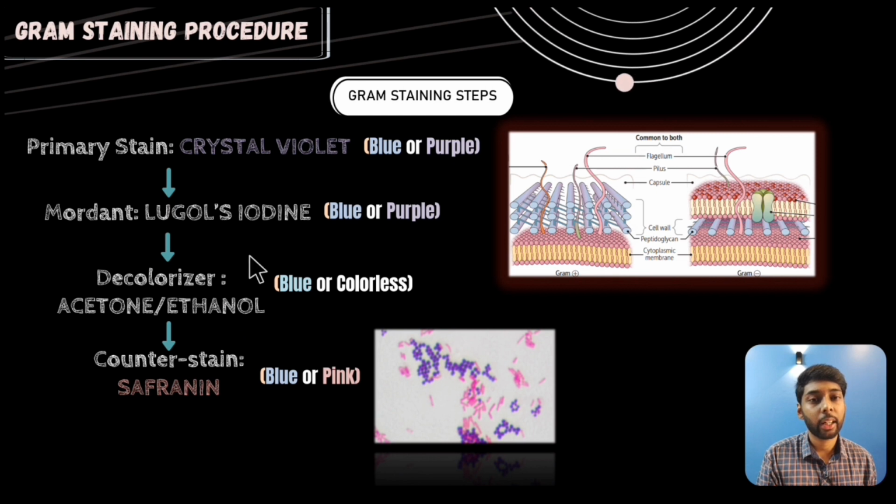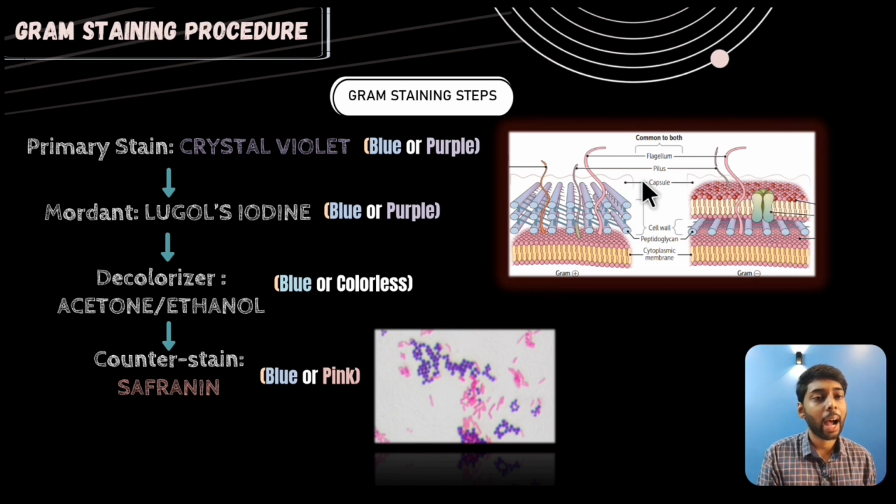So moving on with the decolorizer, now we try to differentiate between the two, as we know that until now both of the cell walls are purple. When we use the decolorizer, acetone or ethanol, an organic solvent, it tries to take the iodide and crystal violet complex out of the cell wall and decolorize the bacteria. In the case of gram-positive, the decolorizer won't be useful, and in the case of gram-negative, it will be able to take the stain out of this thin peptidoglycan layer, and the gram-negative will then look colorless.